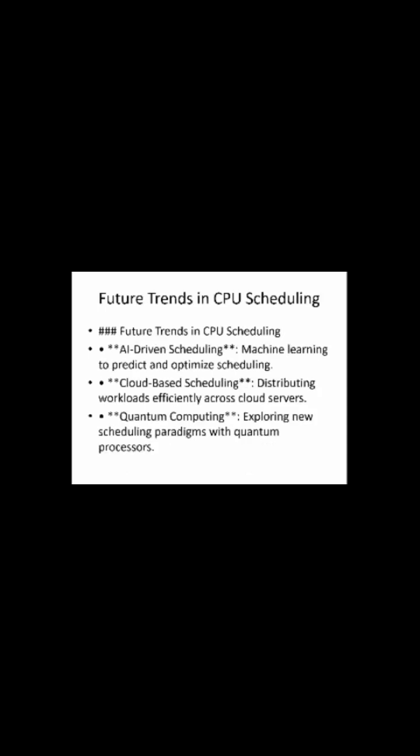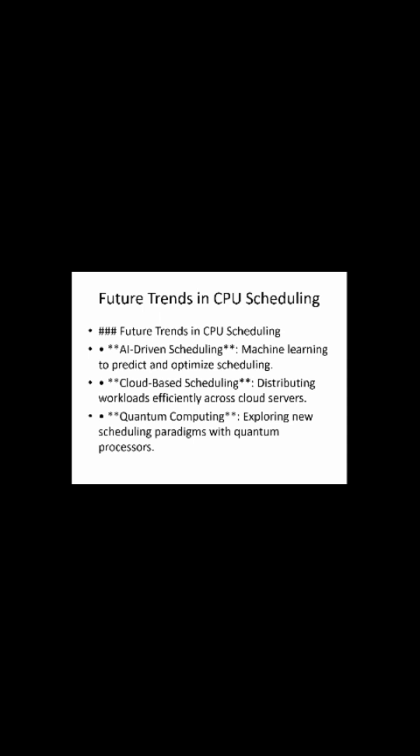Future trends in CPU scheduling. The future trends include AI-driven scheduling, using machine learning to predict and optimize scheduling. The machine itself can predict and optimize the scheduling. Next, cloud-based scheduling, distributing workloads efficiently across cloud servers. Quantum computing, exploring new scheduling paradigms with quantum processors.